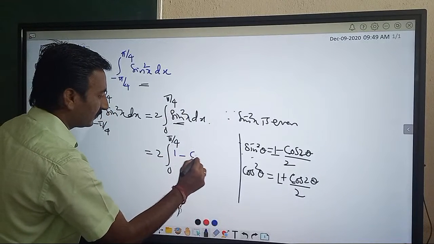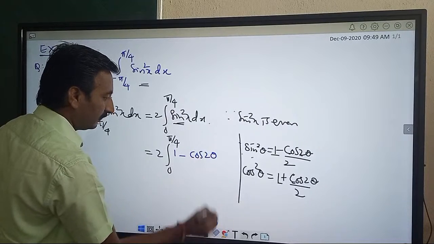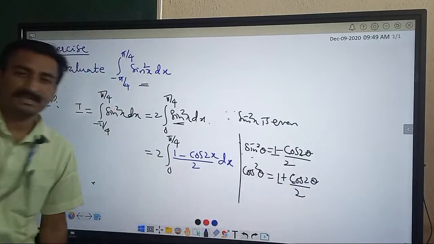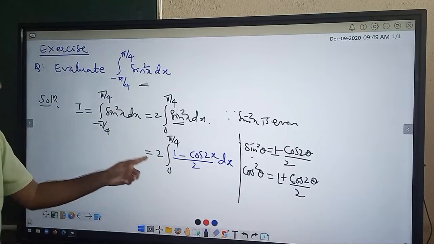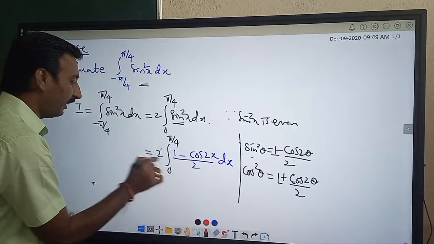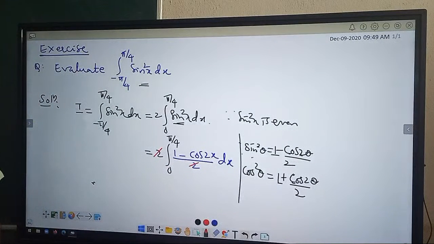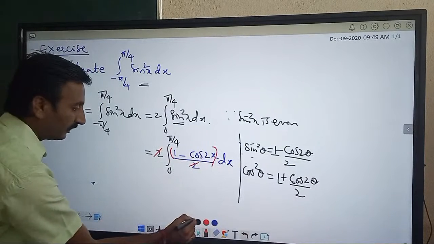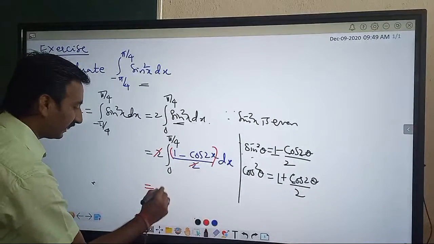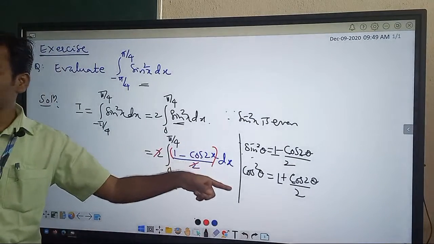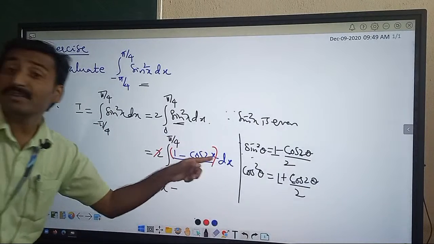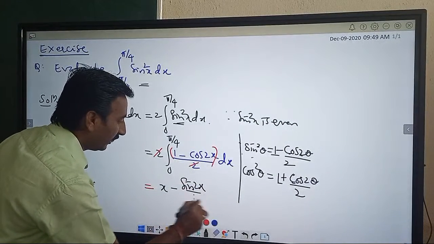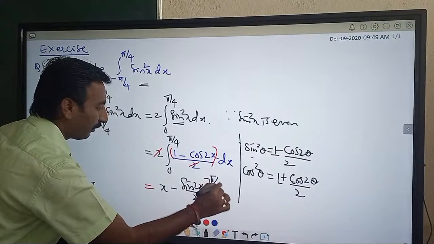Now look at this. It is 1 minus cos 2x whole divided by 2 with respect to x. Already you have a 2 outside here, and this 2 and this 2 will be cancelled. Correct? Now the integration of this part. See, integration of 1 is x, minus cos 2x integration is sin 2x, but the coefficient of x is 2, so it must be divided. So that is sin 2x divided by 2. All from 0 to pi by 4.